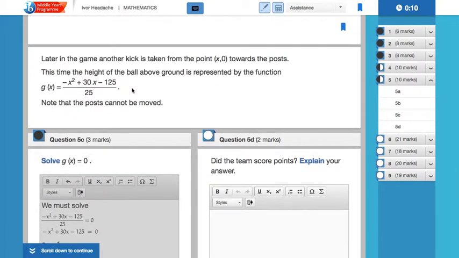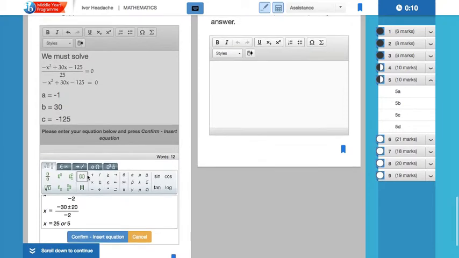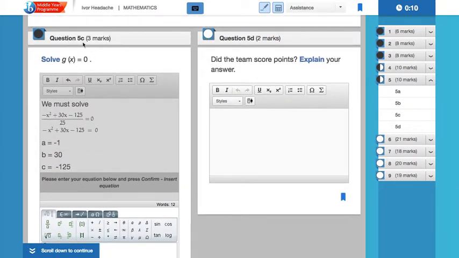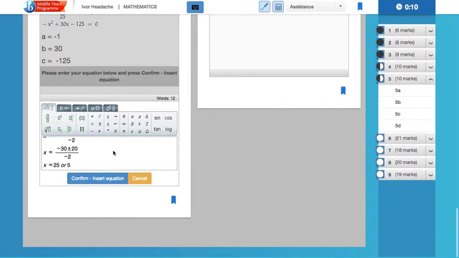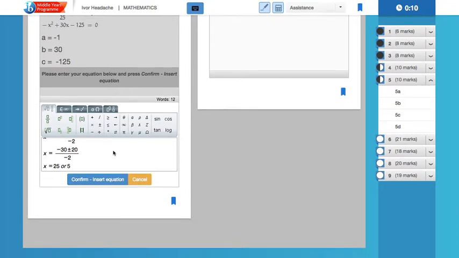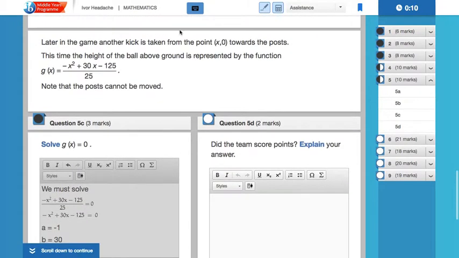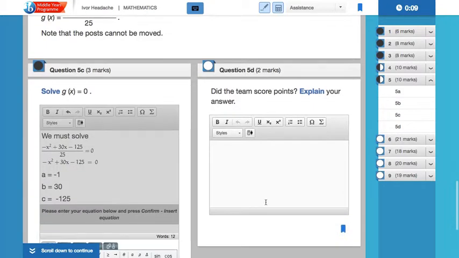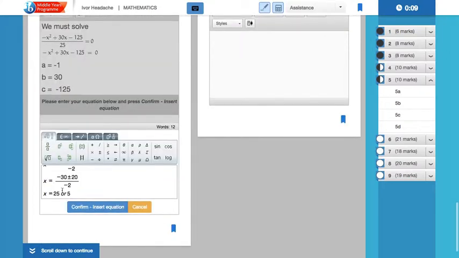And let's have a look at the original question again. Later in the game, another kick is taken from the point x0 towards the posts. Solve g of x equals 0. Well, we've done the bit that gets us the marks for question C, because the solution is that x equals 25 or 5. But in the context of the question, this means that 5-0 was the point where the ball first started on the ground, and 25-0 was where the ball landed.